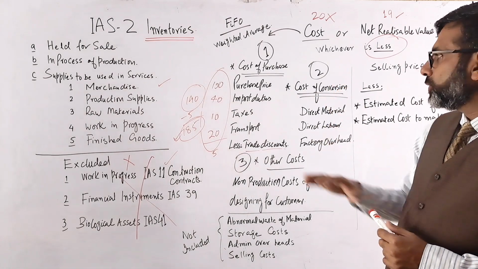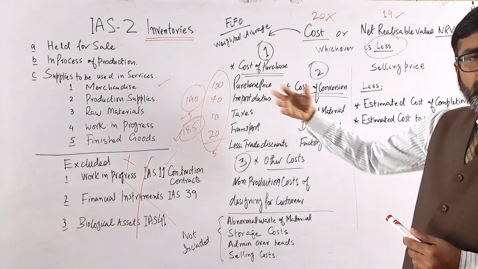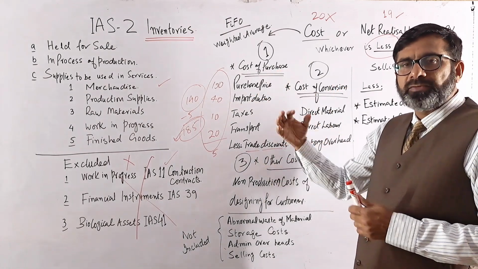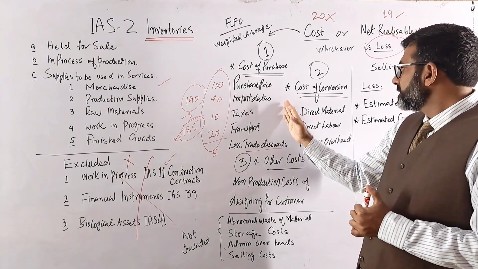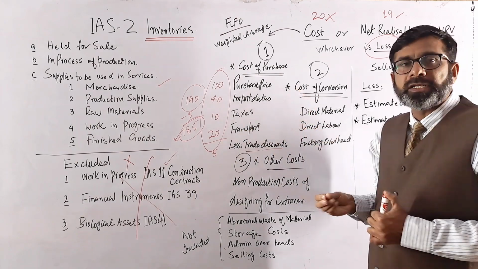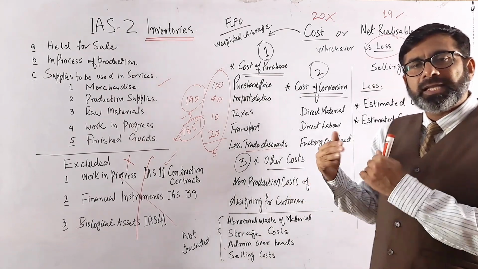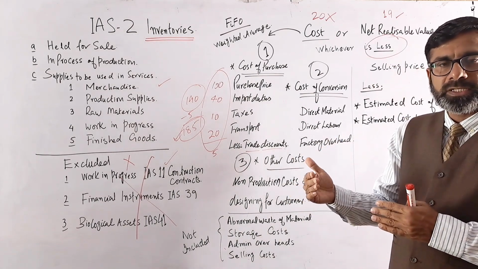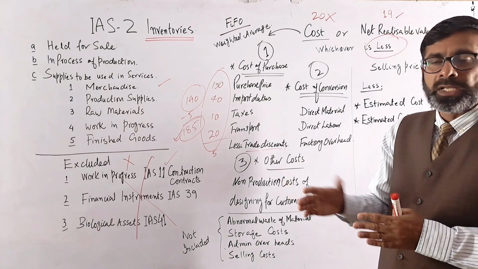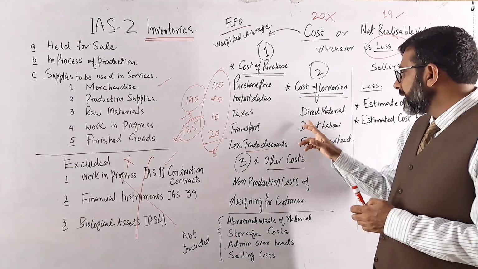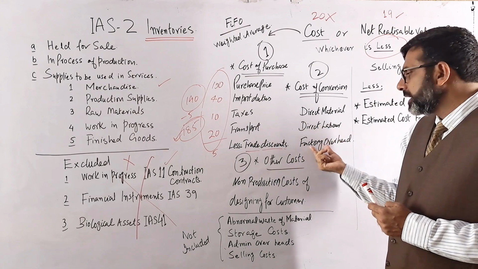Then what you have to include? This is basically for the raw materials or for the finished goods which we are purchasing. But sometimes there is also a cost of conversion. Cost of conversion means that you are purchasing the material and then converting it into work in process, or converting it into finished goods.